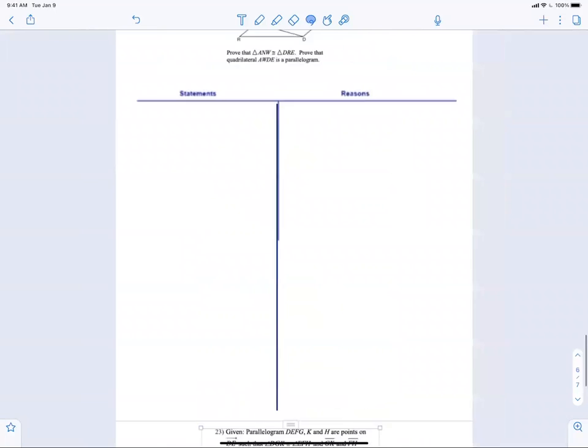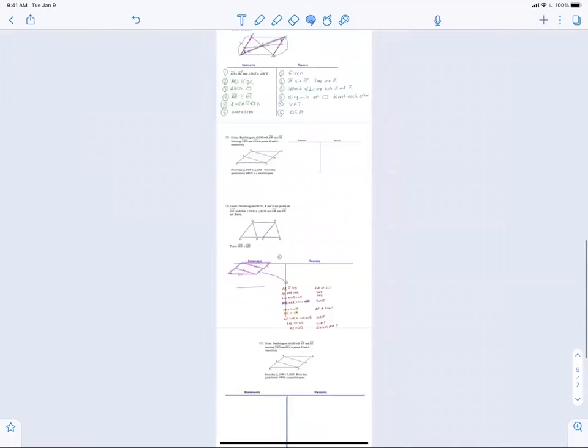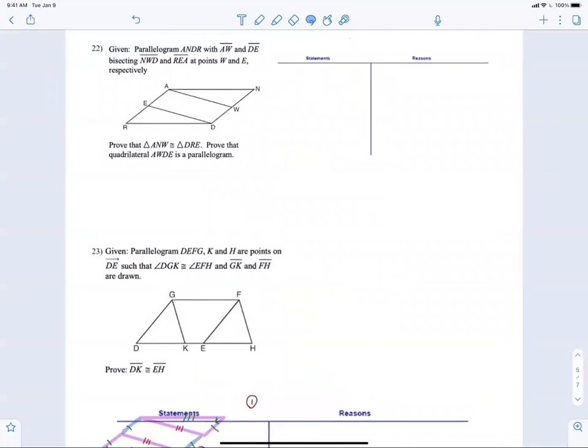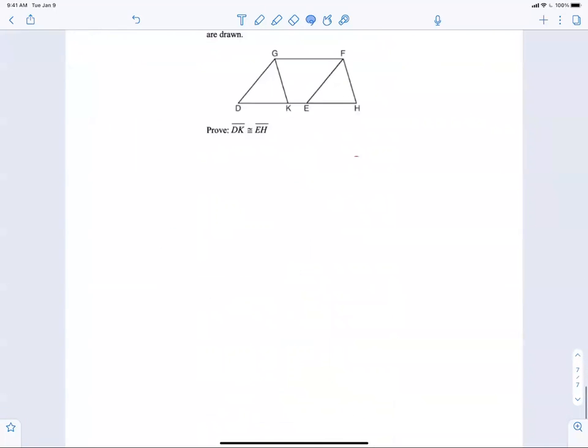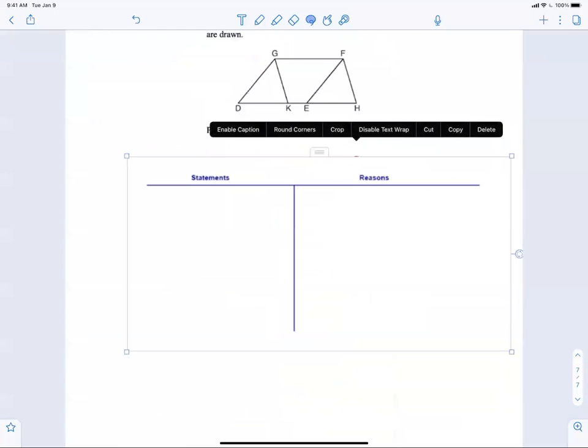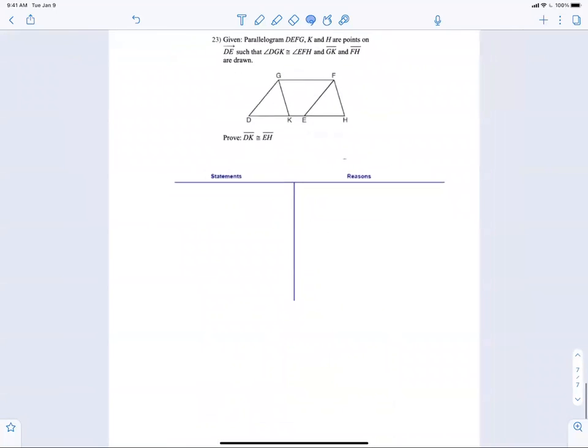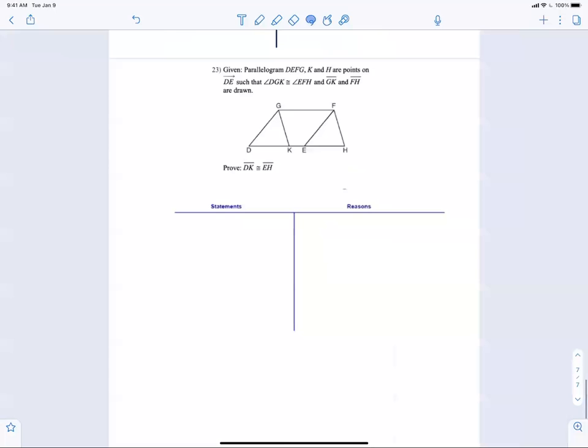Now what we want is to get the statement and reason. All right, let's have fun with this one. I don't know how you're saying this isn't fun. All right, so we know it's a parallelogram. Yeah, we can go to 23. You guys are whining. All right, here we go.